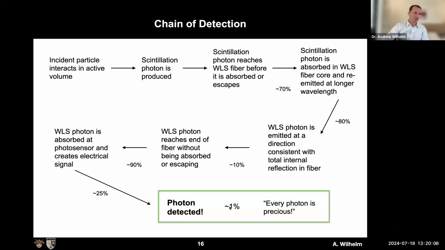So the LiquidO collaboration, which is a group that studies this, has a saying that every photon is precious. We have to be as careful as we can with every photon because it's such a lossy process that in order to build a detector of this style, you have to be very careful that you don't introduce further losses into the detection chain.